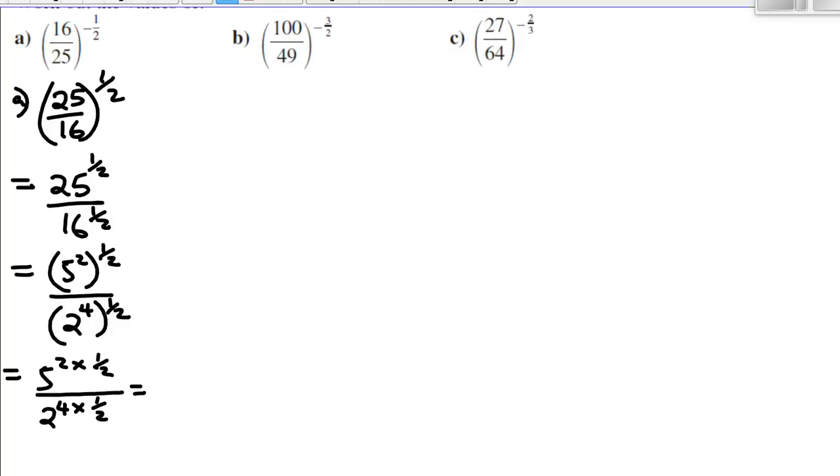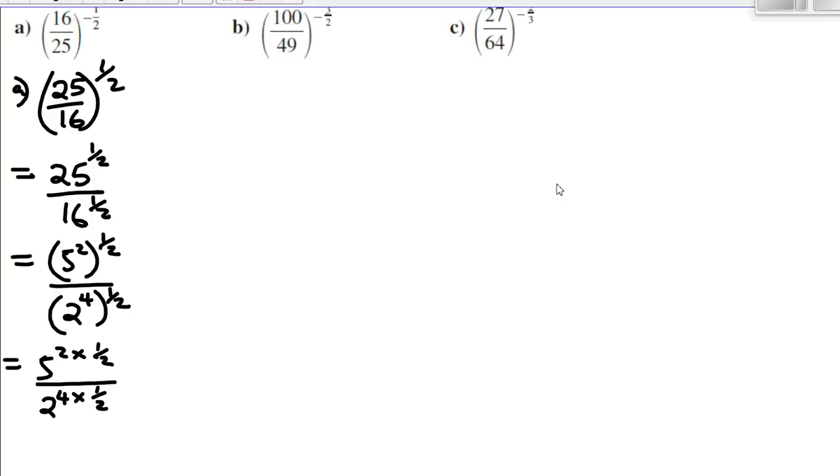Now, if you look at this question here, a half of 2 is 1, so that will just be 5 over, I think I'm running out of space, so I'll just try and write it here. So that will be equal to 5 to the power of 1, because a half of 2 is 1, over 2 to the power of 2, because a half of 4 is 2, so 2 to the power of 2, which will be equal to 5 over 4.